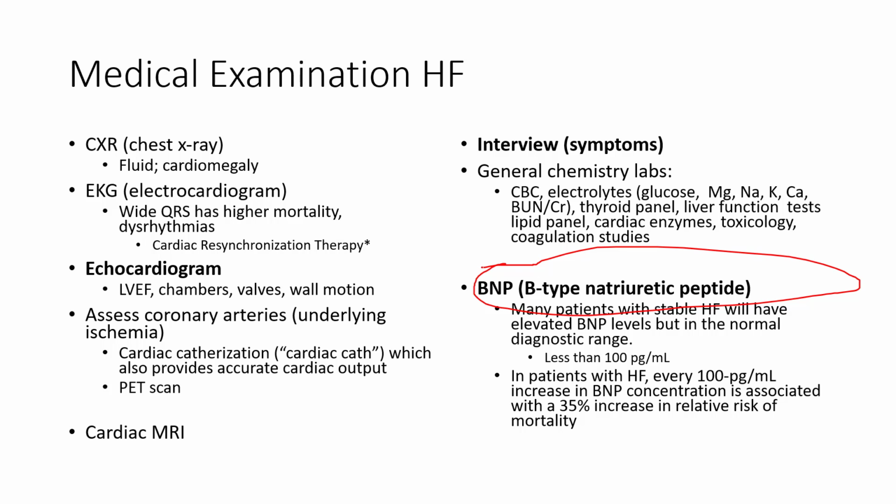So BNP, we look at this to assess severity and stability. And even in patients with heart failure, it should still be below 100. And every time it increases, their risk of mortality goes up. But again, it's going to be dependent on the patient and their age as well. There's different cutoff points for patients under 50, 50 to 75, and over 75. So just bear that in mind.